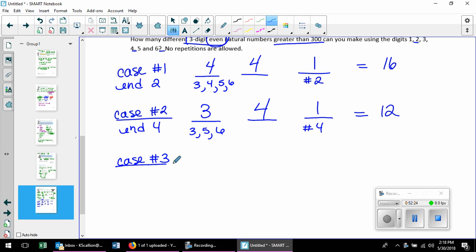Case number 3, I'm going to end in 6. So there's only one 6. What happens here? I can use a 3, I can use a 4, and I can use a 5. I just can't use a 6. So 3 here. So I've picked 2 numbers. How many do I have left over? 4.